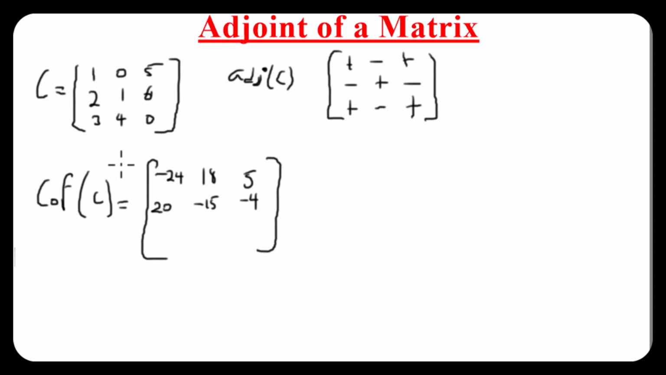Okay, so moving on to the third row. So strike out this, strike out this. I'm left with 0, 5, 1, and 6. So 0 times 6 is 0. 0 minus 5, because 1 times 5 is 5. 0 minus 5 is minus 5 times positive 1, so that's the negative 5.